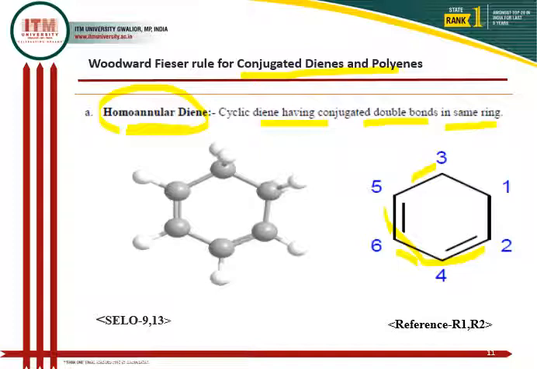Understood? So if you find this kind of cyclic diene, it has a fixed value of the lambda max. The homoannular diene has the base value or the parent value that is fixed. So we will take the value of homoannular diene for the calculation.